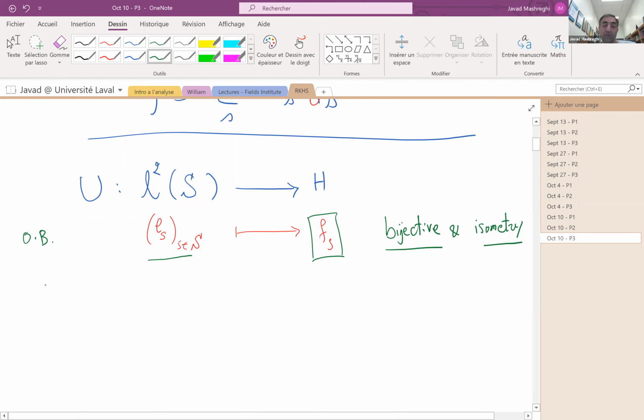Now we can relax the assumptions that we have. Isometry, we can relax it. Bijective, we can relax it. And we obtain something else. If we relax this, and instead of isometry, we just assume that it's bounded, but it's still bijective.